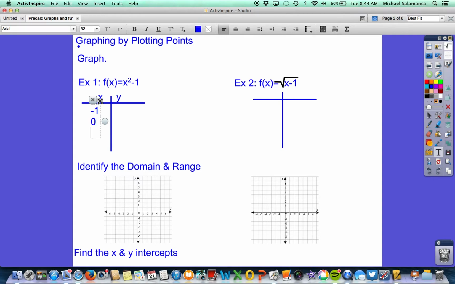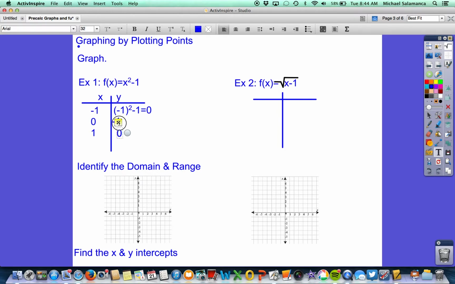We always want to pick some that are positive and some that are negative. So you pick -1, 0, and 1. When we substitute -1 into the equation, it says -1 squared minus 1. Notice we're literally taking our x value and substituting it into the function, which I'm showing you right now. -1 squared is 1. 1 minus 1 is 0. For the 0, it's 0 squared, which is 0, minus 1 is -1. And for 1, 1 squared minus 1 is also 0.